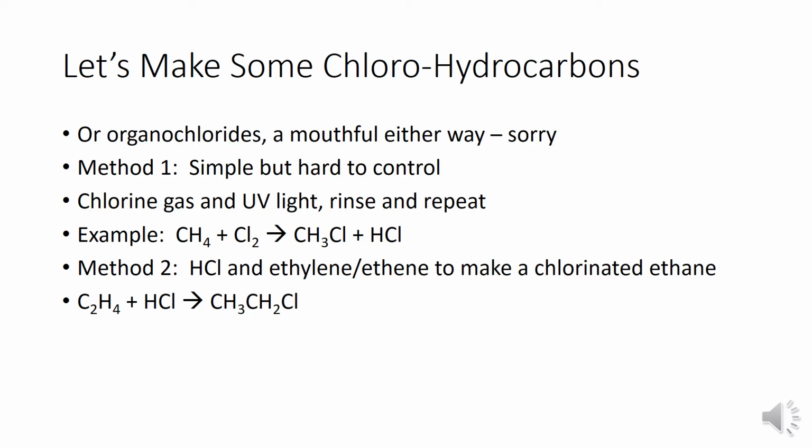Another method reacts gaseous hydrogen chloride, which is hydrochloric acid when aqueous, with a hydrocarbon. An example uses ethylene or ethene to produce a chlorinated ethane, which can also be used to make CFCs, as seen in the second reaction.